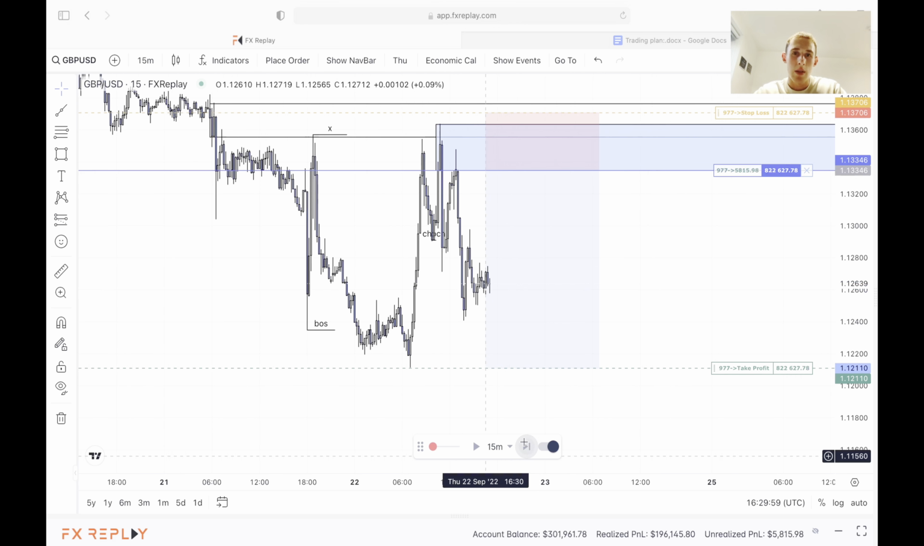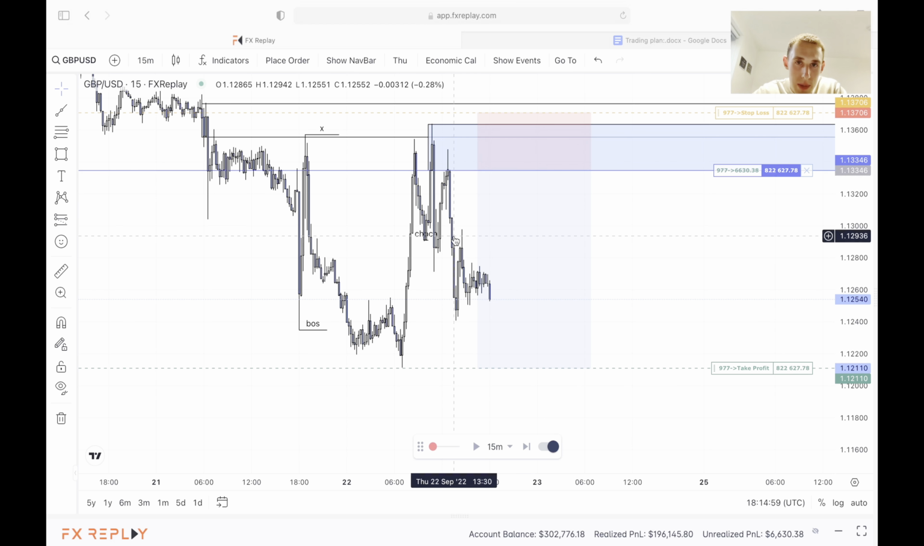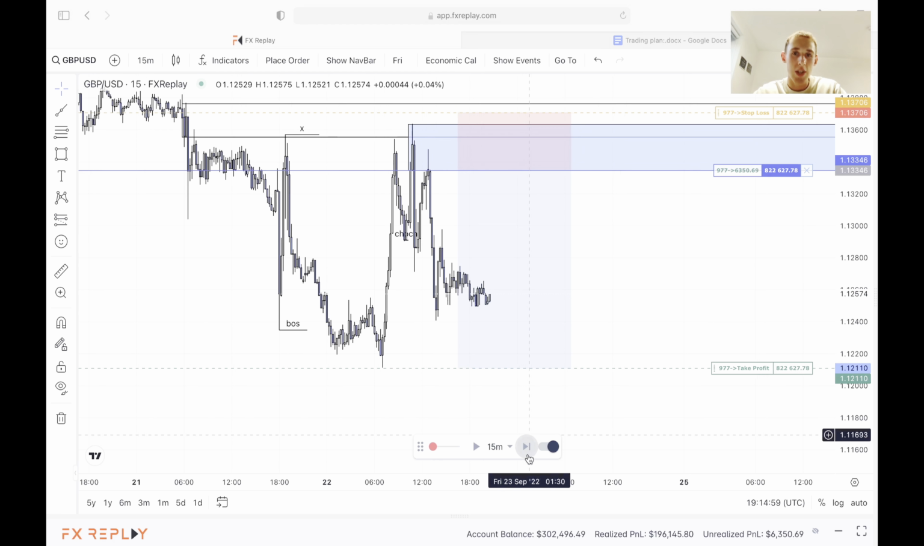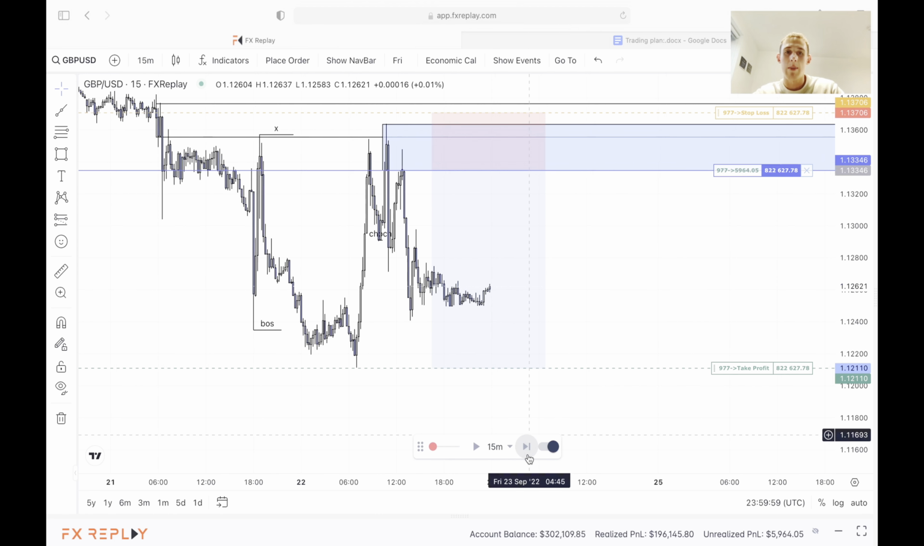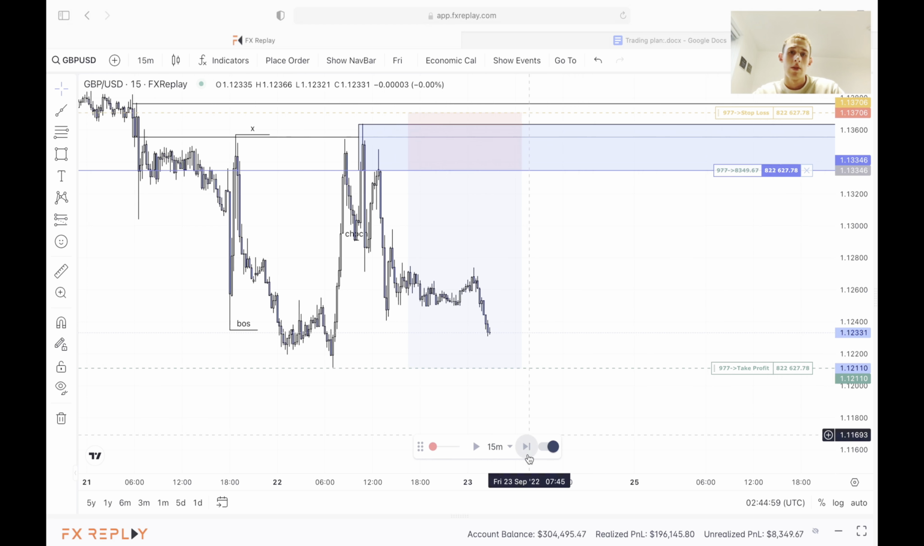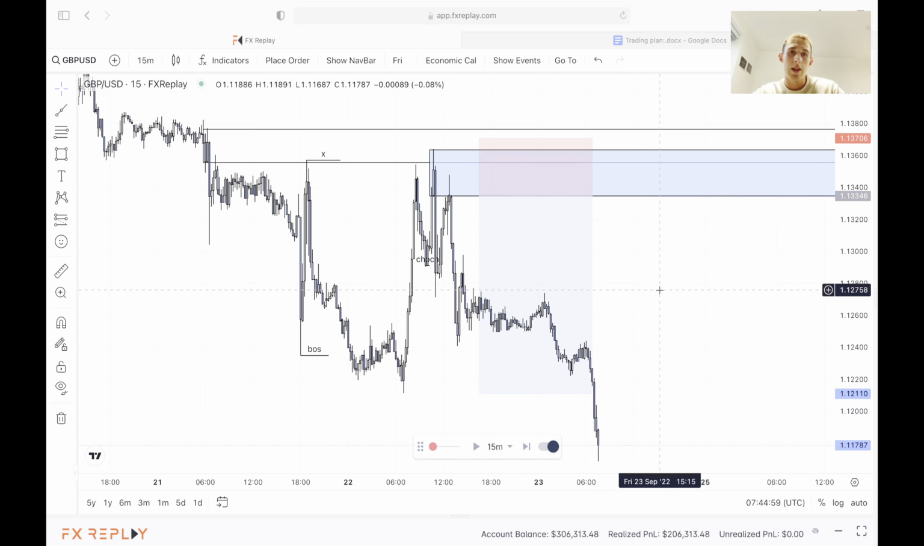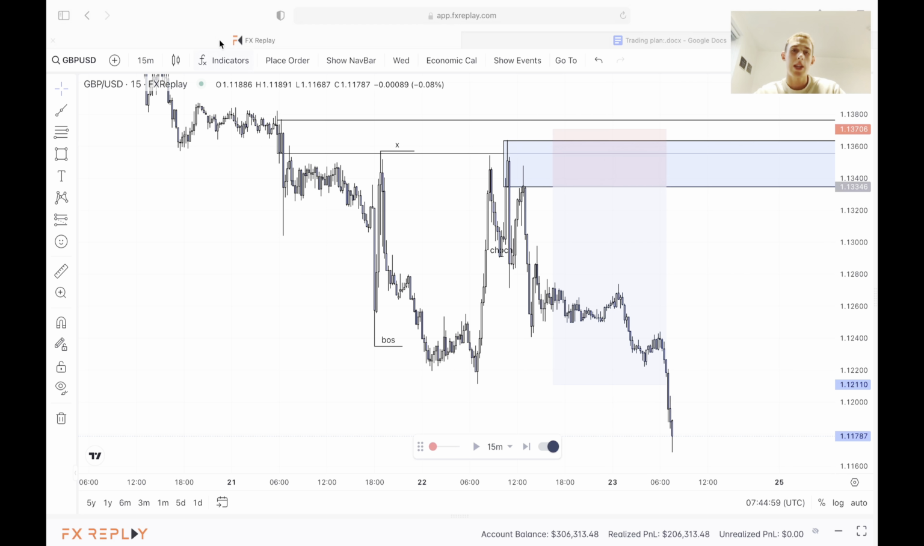There we go. Pulls back, sweeps this, which was the last bit of internal liquidity. So now it shouldn't come above this high, and it should head for the low. Let's see what happens. And there we go. Clean setup, that one.